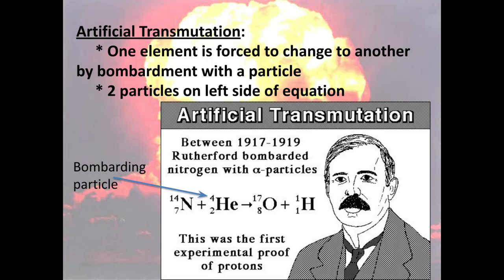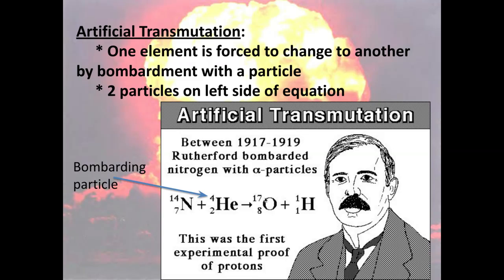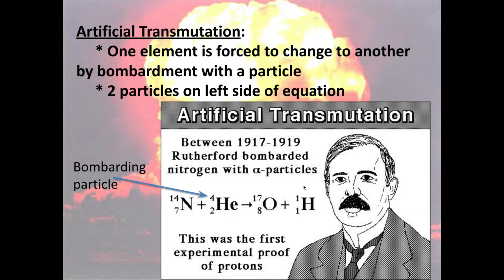So artificial transmutation. And this is where you bombard something with a particle. So you're going to have that bombarding particle on the reactant side. So natural transmutation is just one thing as a reactant and naturally turns into something else. Artificial transmutation, you have the one thing and then whatever it is you're artificially hitting it with. Sort of like when you artificially make your brother extra mad and flip out so you can get in trouble in front of his parents, your parents. So you have a target and we have a bombarding particle.